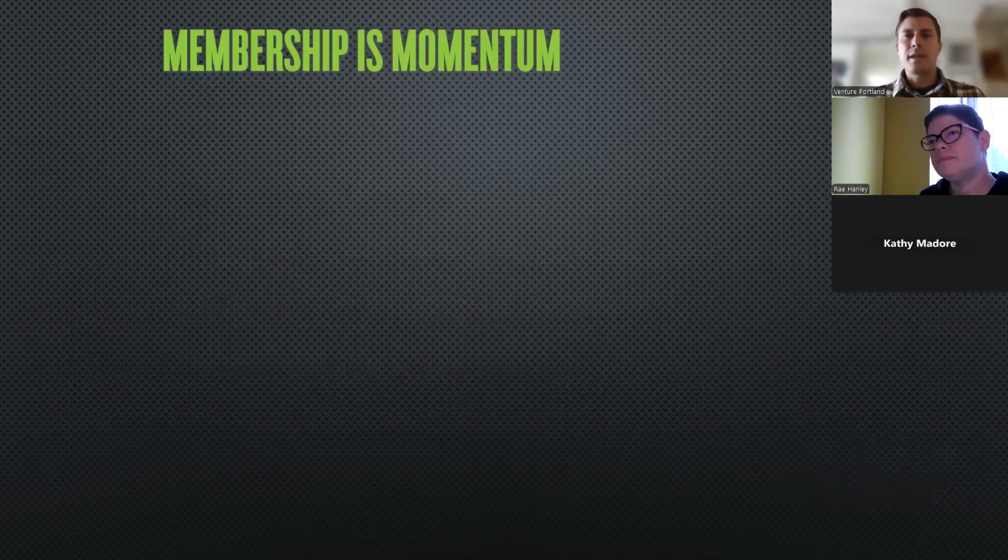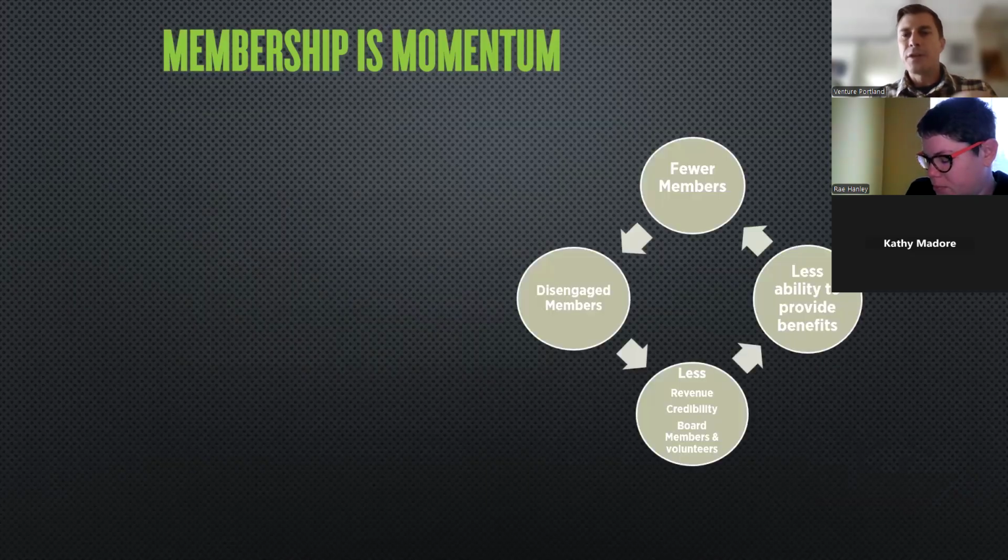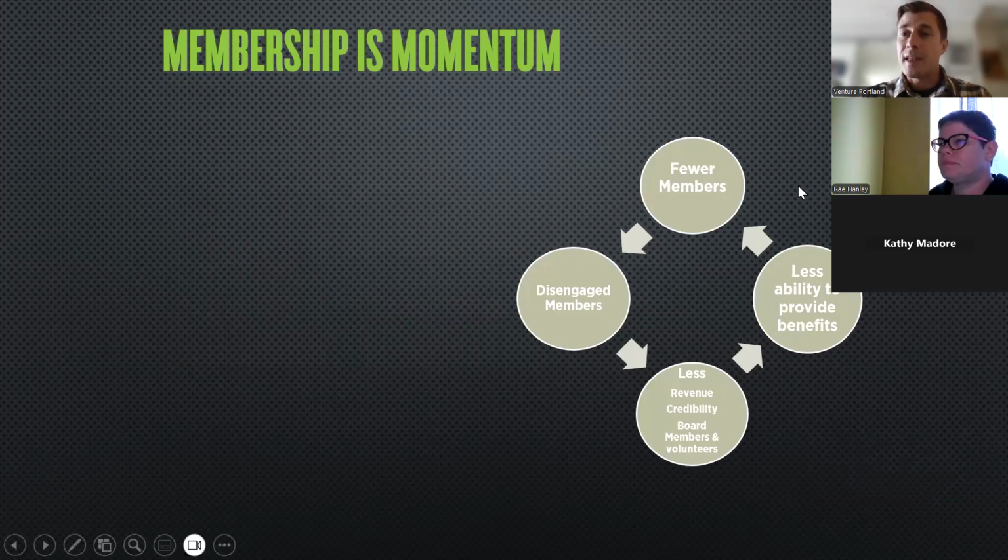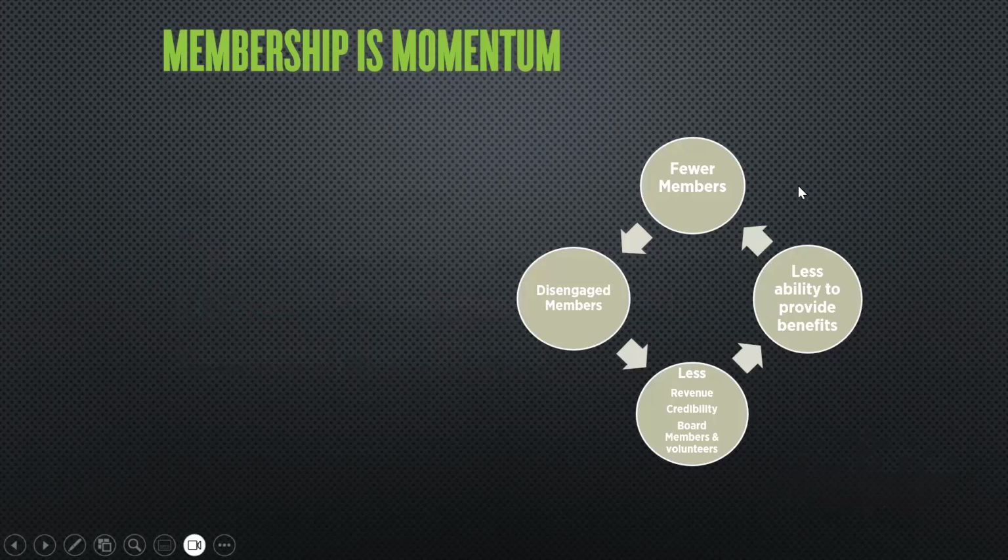So membership is a lot like momentum, right? As I mentioned earlier, the fewer members you have, the less engaged people are. And then less engagement leads to less revenue, less credibility, fewer volunteers for the association. And that in turn leads to less of an ability to provide benefits, right? You need revenue and you need volunteers in order to provide the benefits.